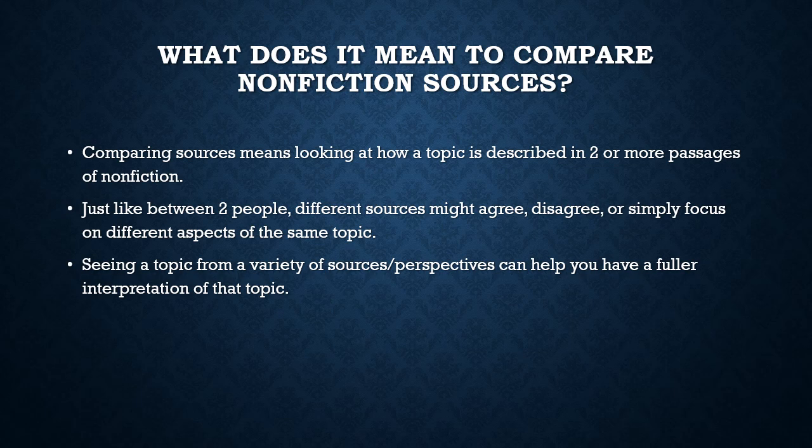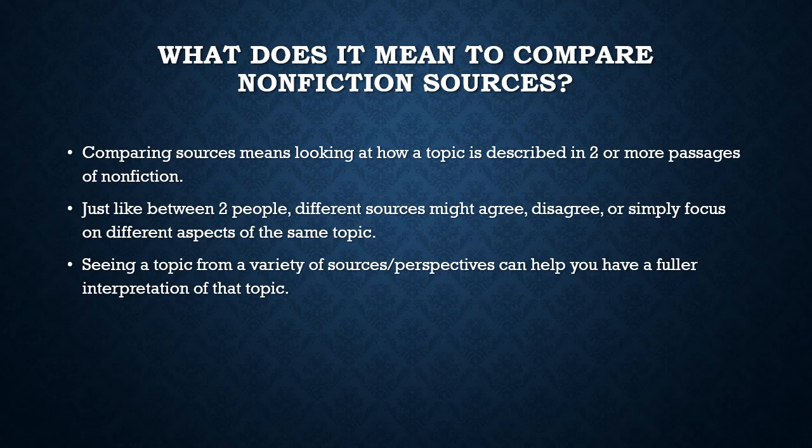To start things off, what does it mean to actually compare nonfiction sources? Well, different sources basically just mean different passages. So you'll be looking at two different passages, or maybe more than two, and those will be nonfiction passages. With those passages, you might have agreements, you might have disagreements, but they will usually be talking about the same topic. So you're going to be looking at what they're saying about that same topic. Maybe they agree, maybe they disagree, or maybe they just focus on a different element of that topic and have a different perspective on it. But that's what you'll be doing while you're reading multiple passages about a single topic.